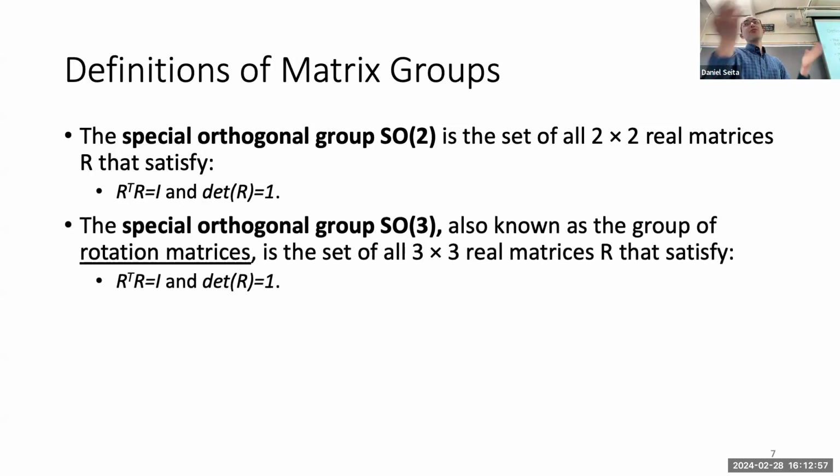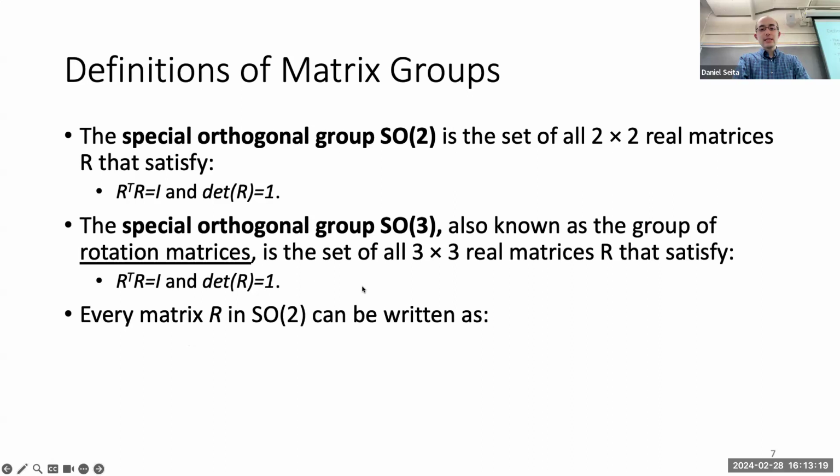And then you can have it in 3D: the special orthogonal group SO3. It's rotation matrices in 3D, but you can have it in 2D if you want. It's the set of all 3x3 real matrices that satisfy this constraint.